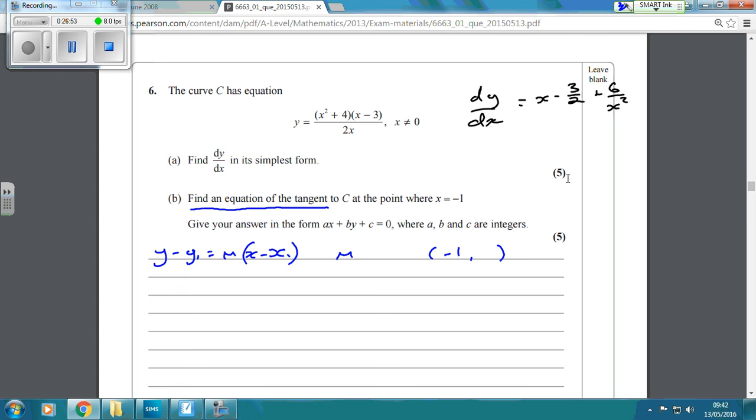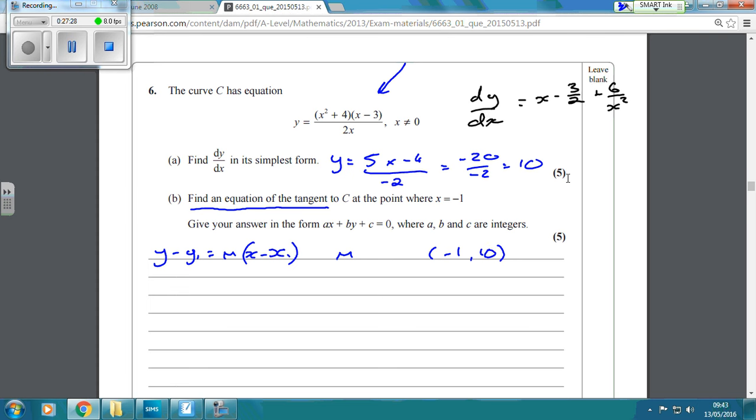That gives us the x coordinate, but it doesn't give us the y coordinate. So what we need to do to find the y coordinate is substitute it into there. So y equals minus 1 squared is going to be 1, plus 4, that's going to be 5. Minus 1 take away minus 3 is going to be minus 4. Divided by 2 lots of minus 1, so it's going to be divided by minus 2. So it's going to be minus 20 over minus 2, which equals 10. So minus 1, 10 is the coordinate, and we also need to know the gradient.